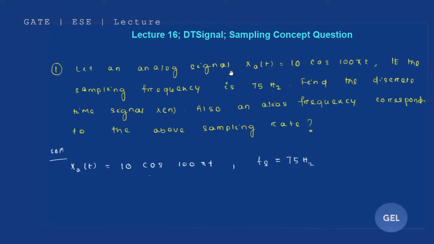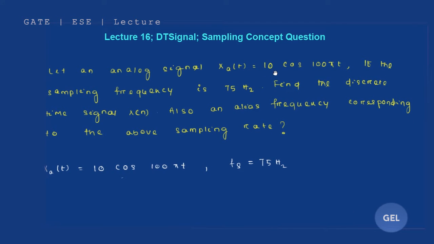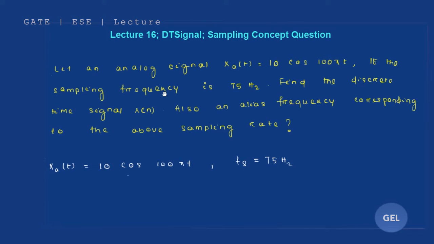It is saying we have an analog signal x_a(t), which is nothing but 10 cos 100 pi t, and the sampling frequency fs is 75 Hz. Find the discrete time signal x(n), and also the alias frequency corresponding to this sampling rate. This is the simple thing that it is asking for. Now let me break it down for you one by one.